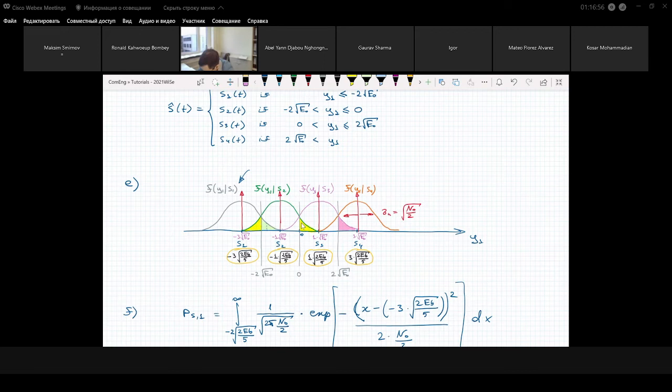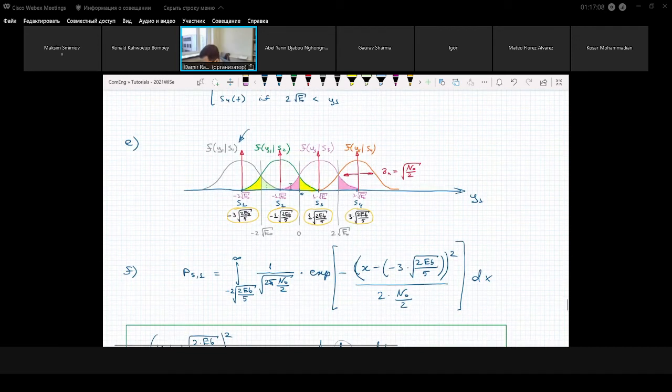This is the area where we make error when we transmit signal S3. And again, you see that we have on both sides possibility to make error. First of all, we have possibility that instead of signal S3, we make decision for signal S2. And on another side, instead of signal S3, it might be case that we decide that it was signal S4.